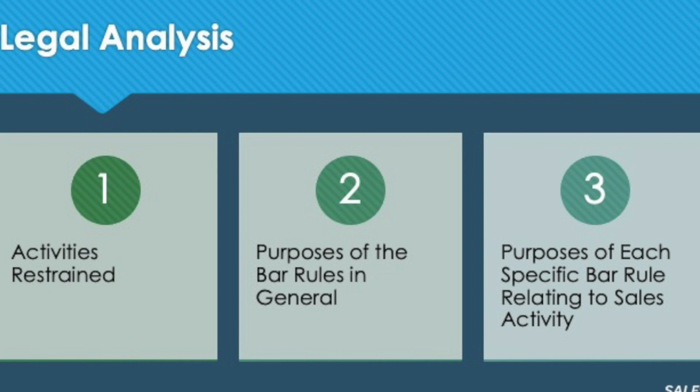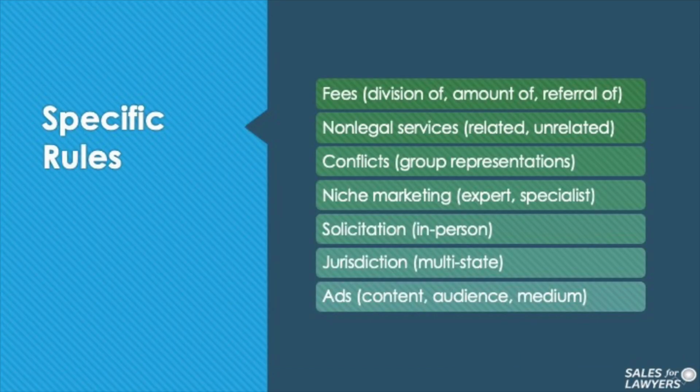And that second step is to evaluate the purpose of the individual rule implicated by your proposed selling activity. The specific rules you want to isolate are listed on this slide. Look at your state rule on fees. That's Rule 1.5 in Florida. In particular, what does the rule say about sharing fees, splitting fees with attorneys from outside the firm, and splitting fees with non-lawyers? Three different things.